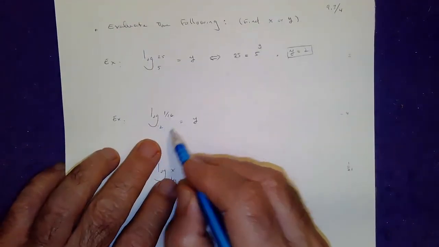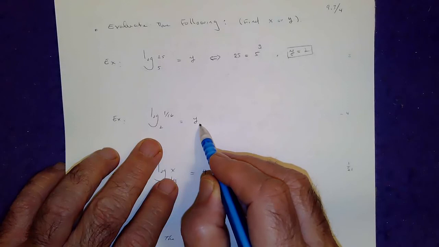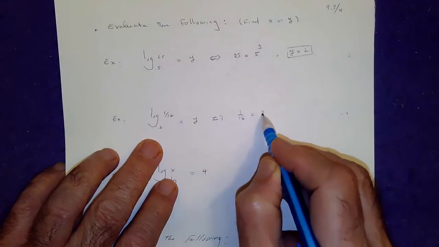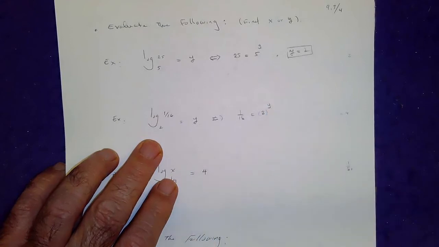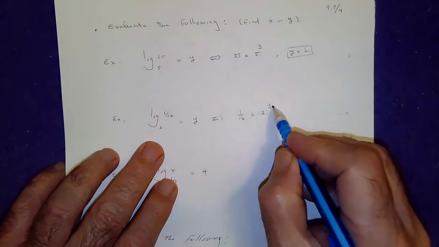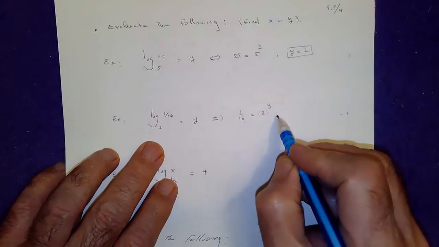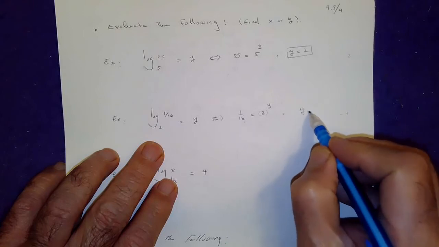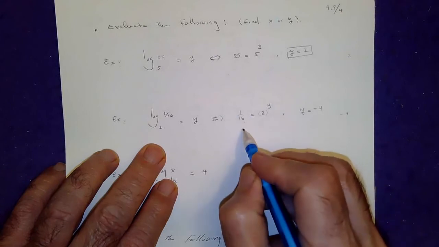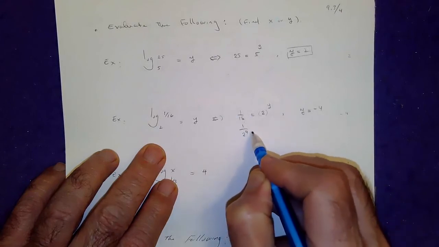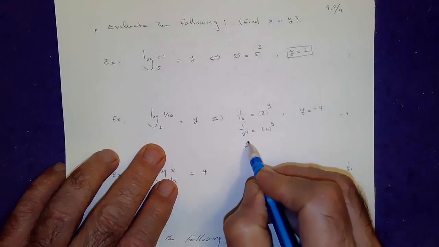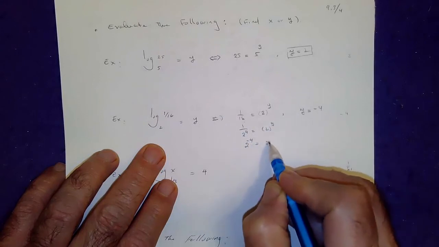Okay, log of 1 over 16 base 2 equals y. What is y? Well, that will be 1 over 16 equals 2 to the power of y, correct? So 2 to what power gives you 1 over 16? It turns out y is equal to negative 4. How did you figure that out? Well, 1 over 16 is 1 over 2 to the 4, and this is 2 to the y. But if I place this on top, I have to change its sign.